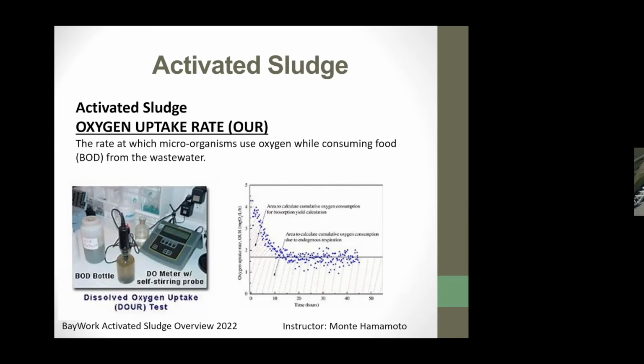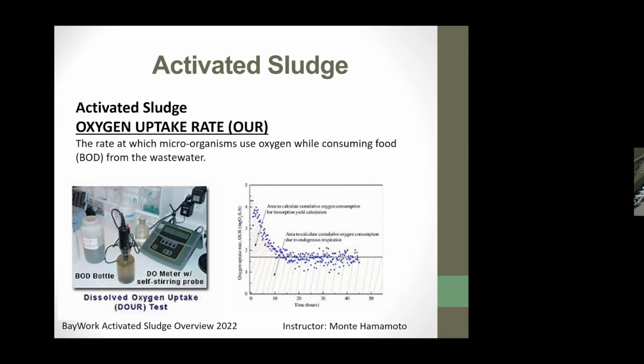And as it utilizes the food, it's going to utilize oxygen too, because these are aerobic bacteria and microorganisms. They need air and oxygen to live. So as they're eating the food, they're using up oxygen. You can measure this and you can see a really quick snapshot of the health of your activated sludge.